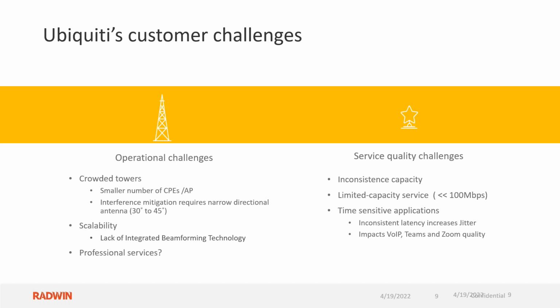Quality challenges. As your subscriber user count goes up, you have the potential for inconsistent capacity. Data rates start to change. Things like interference and jitter start to pop up, and that creates problems for time-sensitive applications. Everybody's living on Teams and Zoom now, right? You've got voice over IP, you've got streaming services. They hate jitter, and they hate latency issues, which we show we can handle within the RADWIN product line.